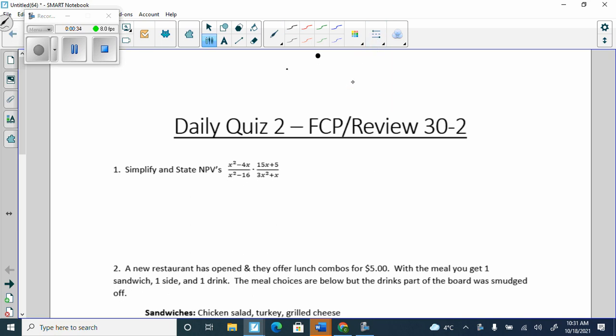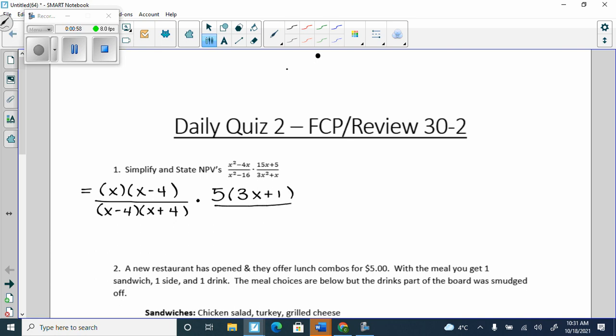x squared minus 4x. So we can take an x out, and we're left with x minus 4. The bottom is a what? Difference of squares. So we get x minus 4, x plus 4. Times top, right, what can I take out? 5. Left with 3x plus 1. And then on the bottom I can take out an x, and I'm left with 3x plus 1.